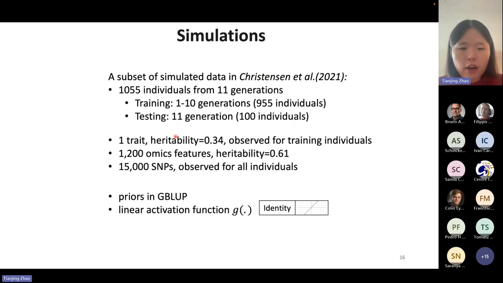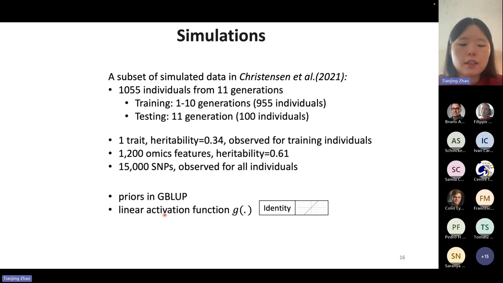Okay, so here we have tested our method on some simulated data from other publications. Here we have 1,000 individuals from 11 generations. The first 10 generations were used for training, and the last was used for testing. We have one trait in the third layer, the output layer, with heritability 0.34, which is observed for training individuals. And we have 1,200 omics features, which means 1,200 nodes in the middle. And we also have 15,000 SNPs, which means 15,000 SNP nodes in the first layer.